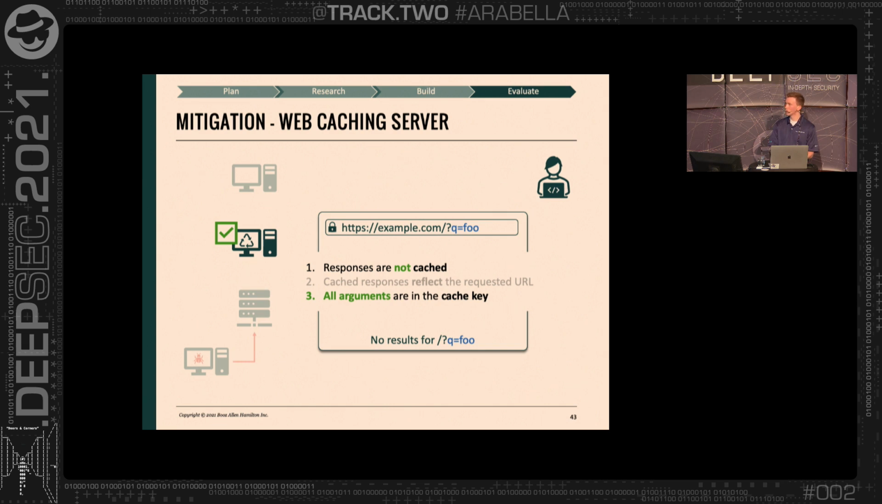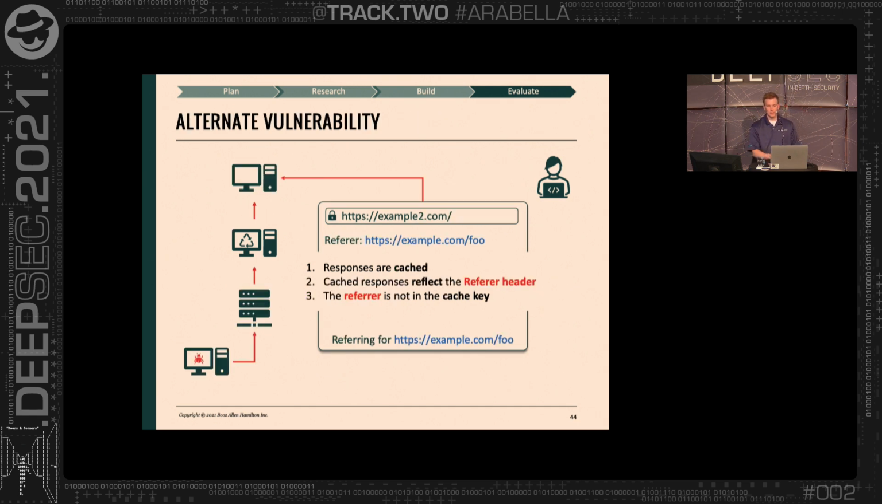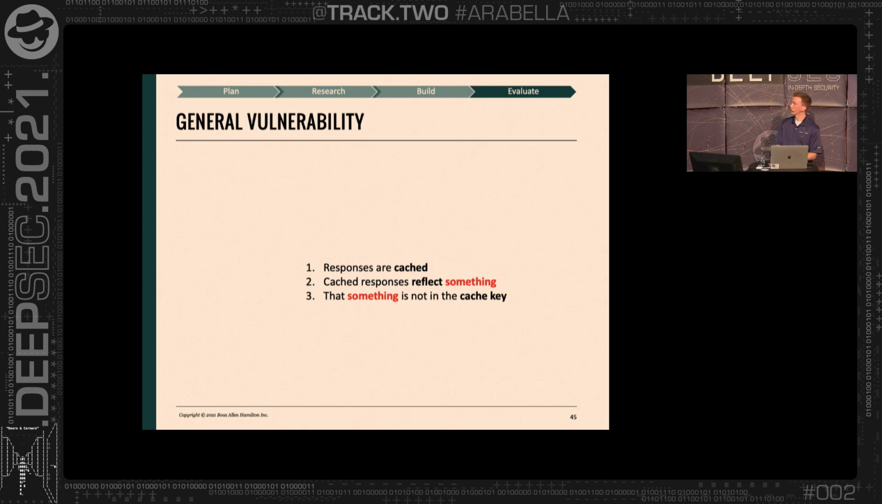But remember, these are not global solutions, because our situation could have easily been the referrer header is what's reflected, and the referrer is not in the cache key. Because of course, why would the referrer be in the cache key? So this is just another example of how this configuration could have happened, allowing us to tunnel data over it. Generally, if a page is cached, those responses reflect something, and that something is not in the cache key, then it allows us to tunnel data over it.